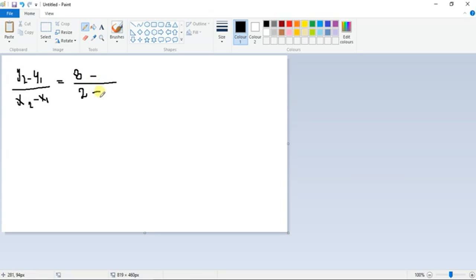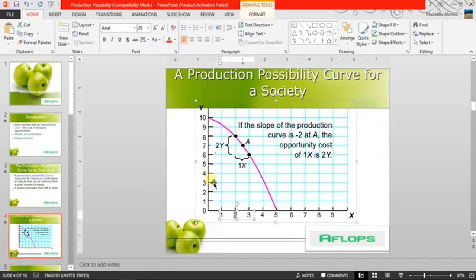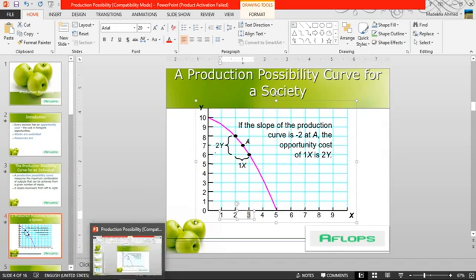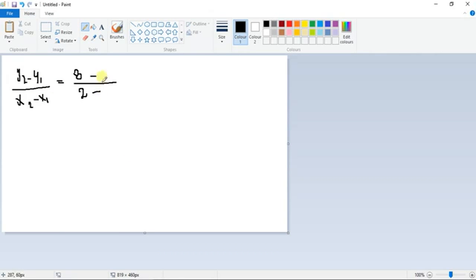Moving back to the presentation, I can see that when y is 6, the corresponding value of x is 3. I'll be moving back to my formula and put these values in the formula and solve for the gradient. So the gradient that I am getting here is minus 2. What does this indicate? How would I interpret it economically?